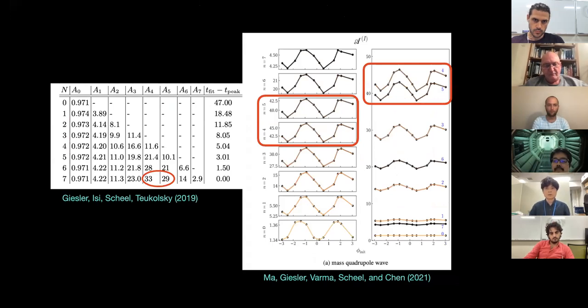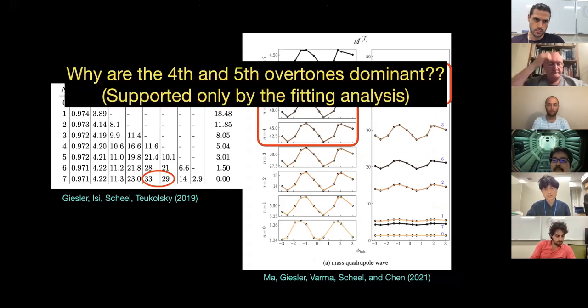So here is the question. Why are the fourth and the fifth overtones so special? And why can the ring down start as early as the strain peak or even before that? Those claims and these results are supported only by the fitting data analysis.